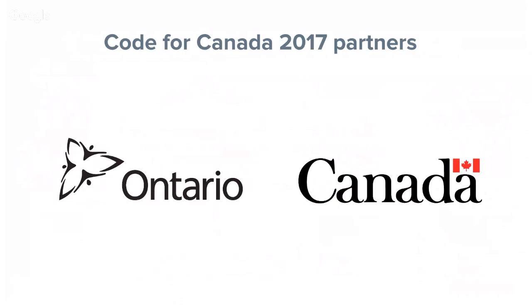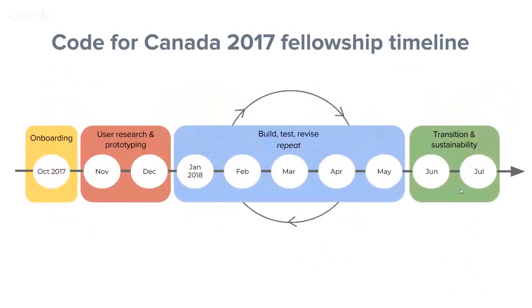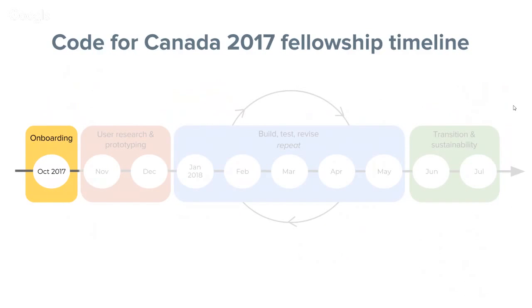So finally, I've talked about how we do recruitment and how we find a government partner, but realistically, that's all work that happens before the 10 months of the fellowship itself begins. So now I'll tell you a little bit about what those 10 months themselves look like. If we can go to the next slide, it will show the general timeline of a fellowship. Fundamentally, the fellowship includes an onboarding month, which I'll talk about, a user research and prototyping phase, a larger phase where fellows are building, testing, and revising, and then finally, a launch and sustainability phase. I will dive into each of those stages and tell you a little bit more about what they look like, starting with onboarding.